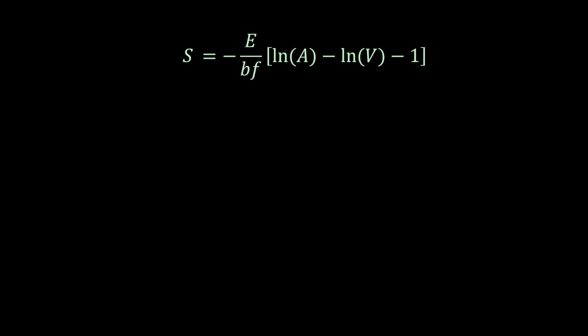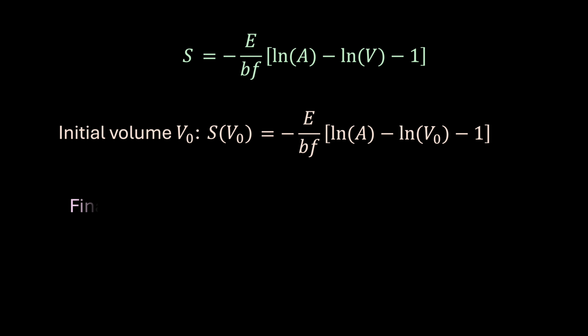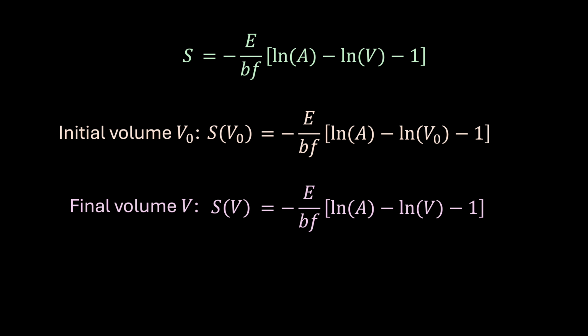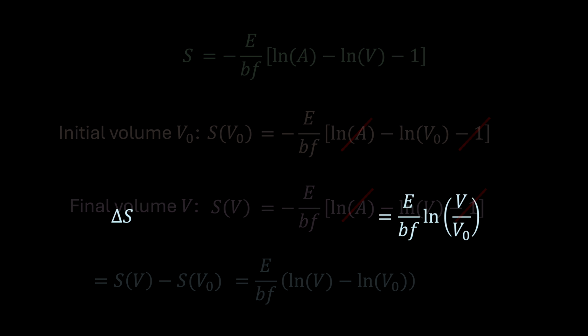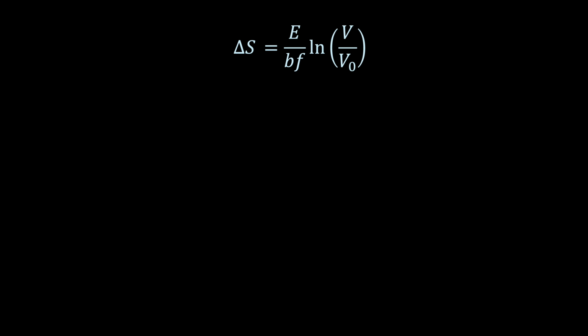Next, we imagine that the radiation occupies an initial volume V0, in which case the entropy S of V0 takes the following form. If we then imagine a final volume V, then we can write S of V in the following form. It then follows that the change in entropy delta S can be written as S of V minus S of V0, and if we then sub in our expressions, the common terms cancel and we end up with an expression in terms of V and V0. We can then combine these two logarithm terms and we arrive at our final compact result. And this is the result Einstein wants.